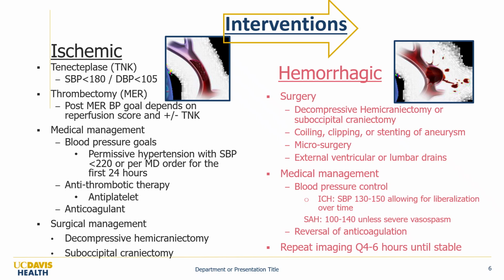For ischemic strokes, there are three main types of intervention. There's thrombolytic medication, such as tenecteplase or TNK, mechanical thrombectomy, and medical management. These interventions can be done alone or in combination with others. TNK is a clot-busting medication that can be offered to patients with a last known well time of less than 4.5 hours. These patients also need to meet other inclusion-exclusion criteria as well. The last known well time, or the last time that the patient was seen without symptoms, is critical in decision-making for TNK eligibility.